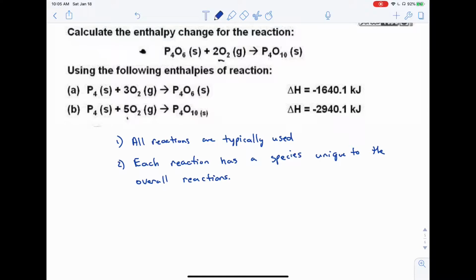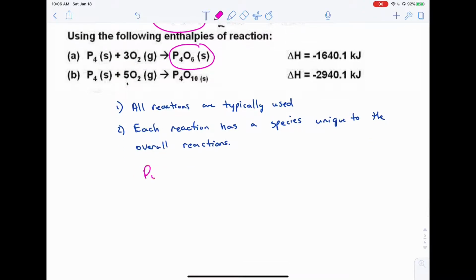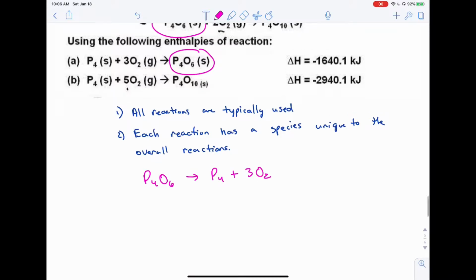For example, in this example right here, notice that P4O6 is only in this equation. So based on my information here, whatever I do to this reaction, it has to end up on the other side with a coefficient of 1, because there's no other thing here to cancel it out. So that tells me I need to reverse this reaction. Okay, so I will rewrite the reaction as P4O6 yields P4 plus 3O2.